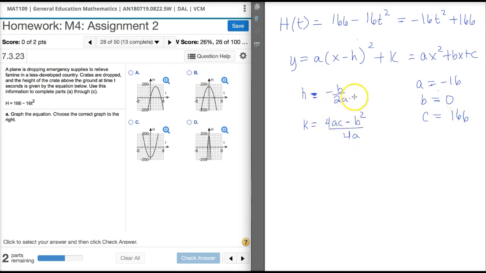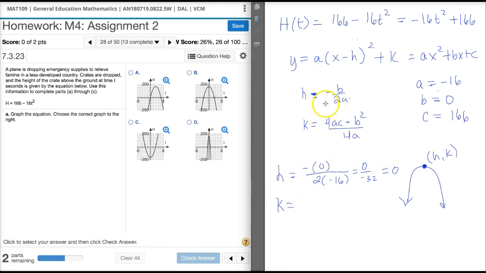So if we rewrote this way, then what this h and this k represent are what we call the vertex of the parabola. And since our a is negative, we know that our parabola is going to open down, and the highest point is going to be this point h, k here. So in knowing that, if we were to calculate h here, it would just be negative 0 divided by 2 times negative 16, which would just be 0 divided by negative 32, which is 0.